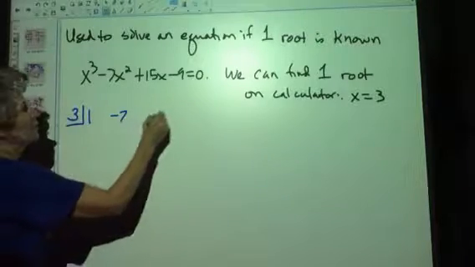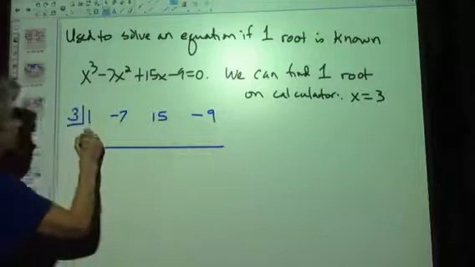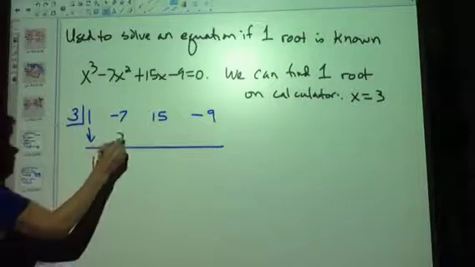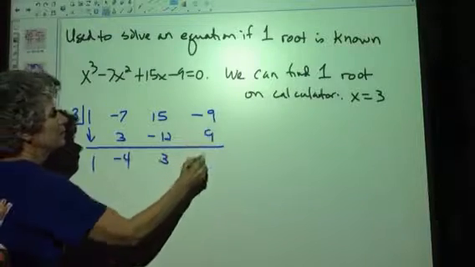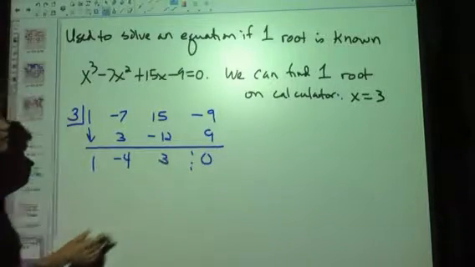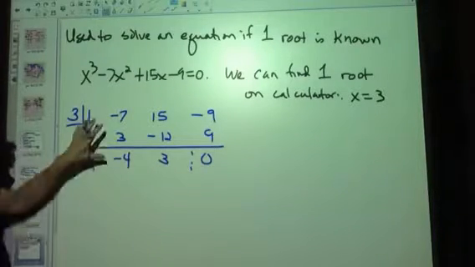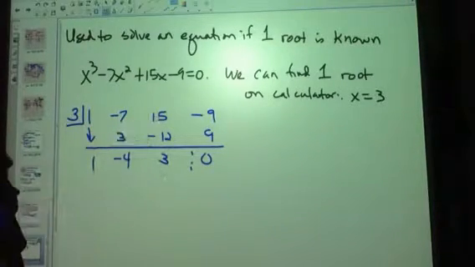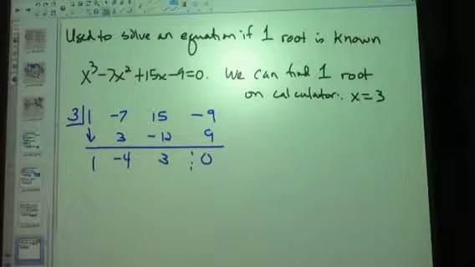1, negative 7, 15, and negative 9. No terms are missing. Bring down the 1. Multiply and add. Multiply and add. Multiply and add. So we know, so number 1, this must come out to be 0. If it doesn't come out to be 0, you either did something wrong here, or 3 wasn't really a root. So if you don't get 0, don't go on. Something's wrong. Go back and figure out why.